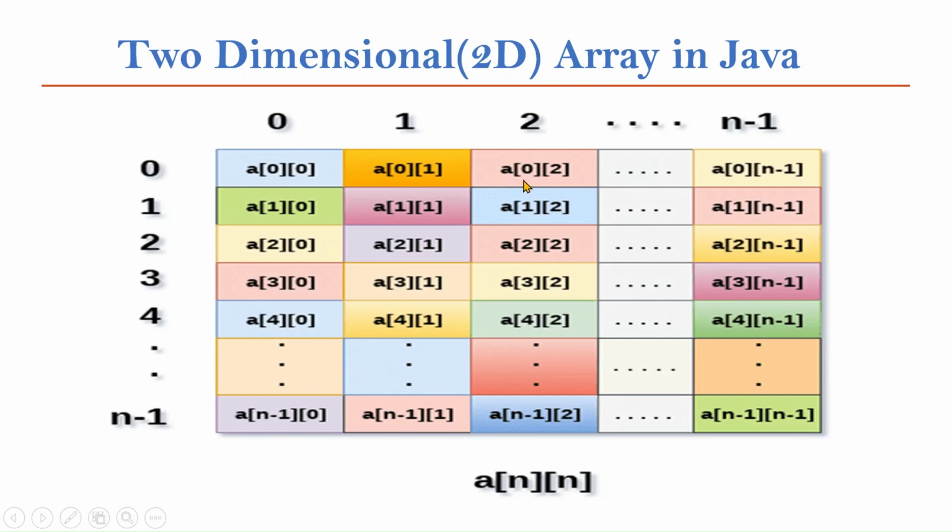Then first row, third column. So like that it goes till n minus 1. Similarly, the second row: since the index starts from 0, it becomes index 1. So they are all the index numbers. If you want to access any element from this two-dimensional array, I need to use the combination of rows and columns. The first subscript is the row, the second subscript is the column.